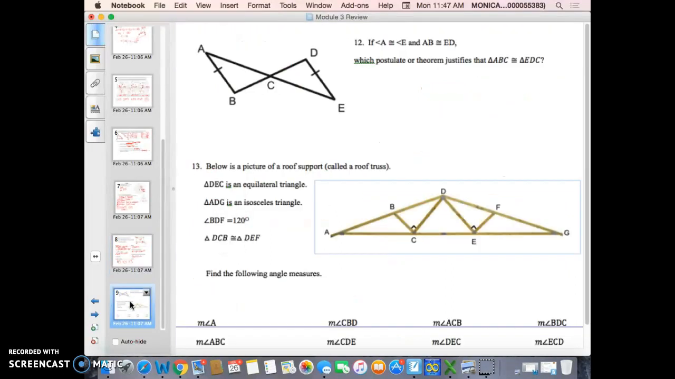All right, so which postulate or theorem justifies that these are congruent? So let's first of all mark up. So A equals E. And AB and ED have already been marked, and then this looks like a bow tie. So I know I'm going to be using vertical angles. So it looks like angle, angle, side.